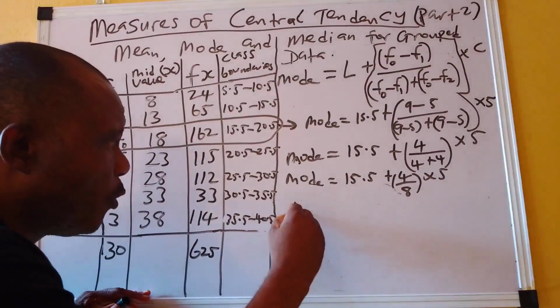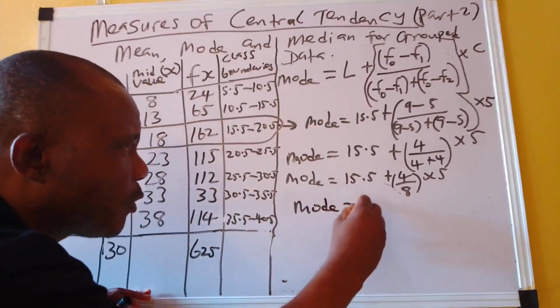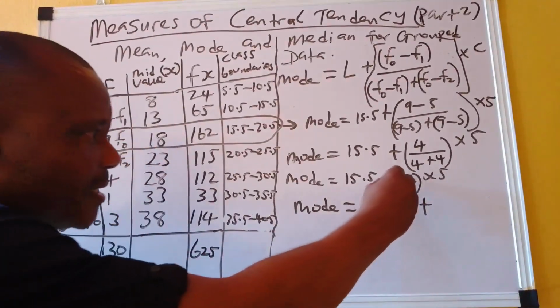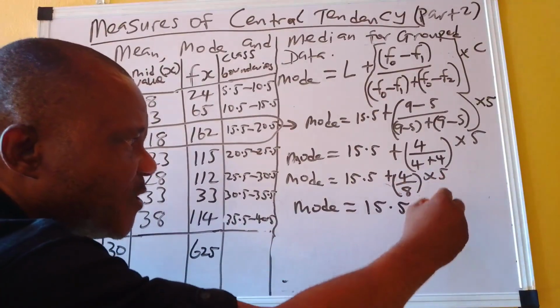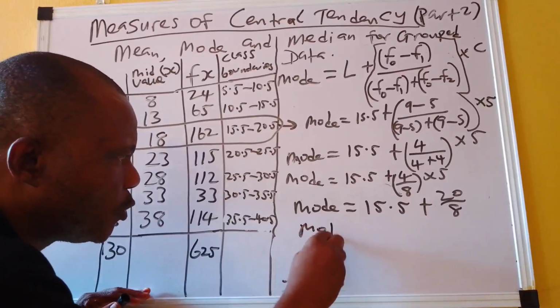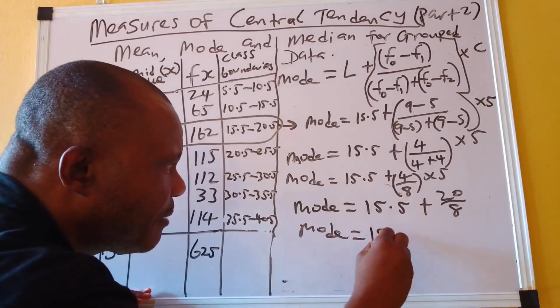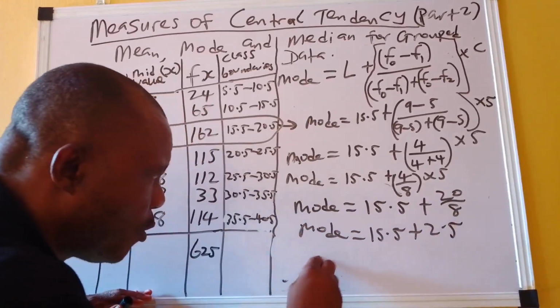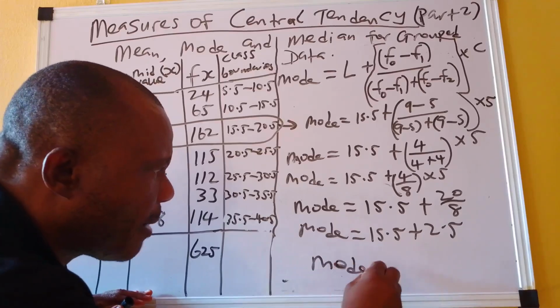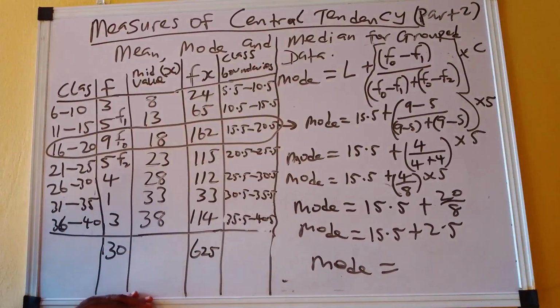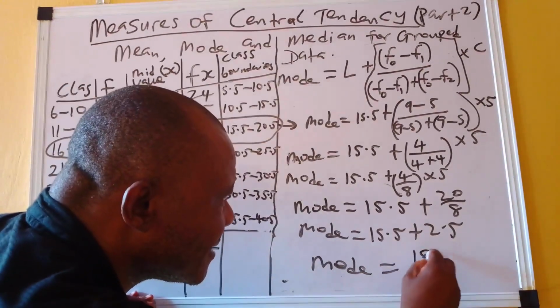So from here, our mode is equal to 15.5 plus, now you open the bracket, 4 times 5 is 20, 20 all over 8. So our mode is equal to 15.5 plus 20 divided by 8, which is 2.5. So our mode is equal to 15.5 plus 2.5, which is 18.